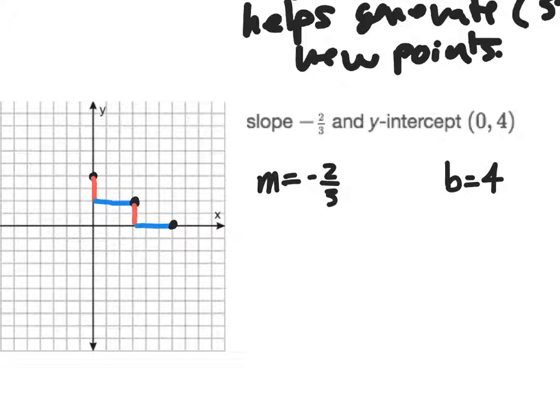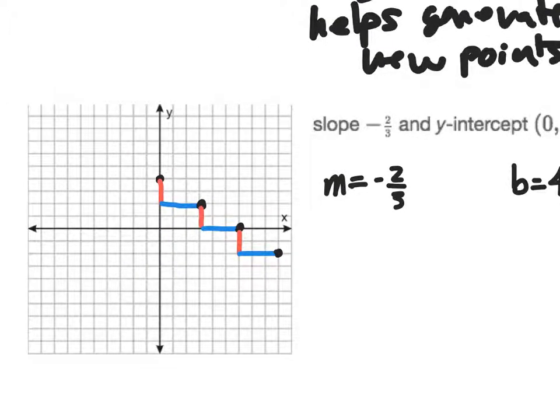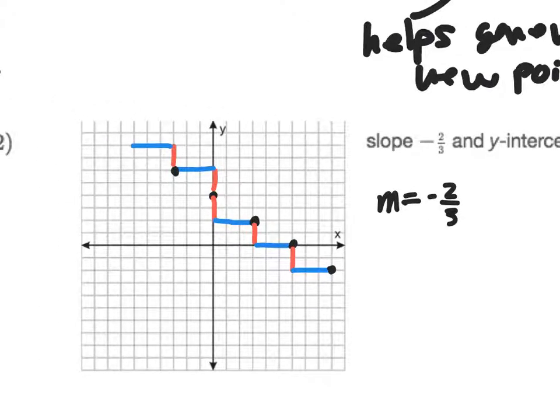I can repeat that process until I run out of room here. A lot of times you can just eyeball it, but I just want to make sure that we can go up 2 and to the left 3. We can make quite a few points here. Plot a point here, and then up 2, and then to the left 3. And we keep plotting these points. So what I get is this line that comes in here like that.